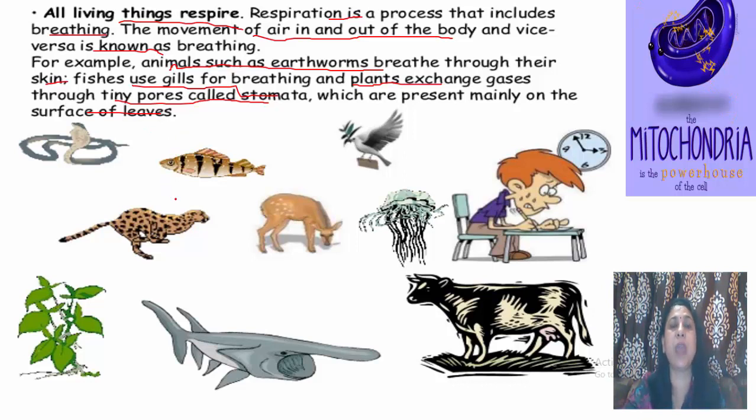The respiratory system, which comprises the nose, nostrils, windpipe and lungs, is mainly for the exchange of gases. And actually respiration takes place in an organelle known as mitochondria. That is why the mitochondria is known as the powerhouse of the cell, because it is the place where respiration takes place, that is, the food is oxidized to release energy.